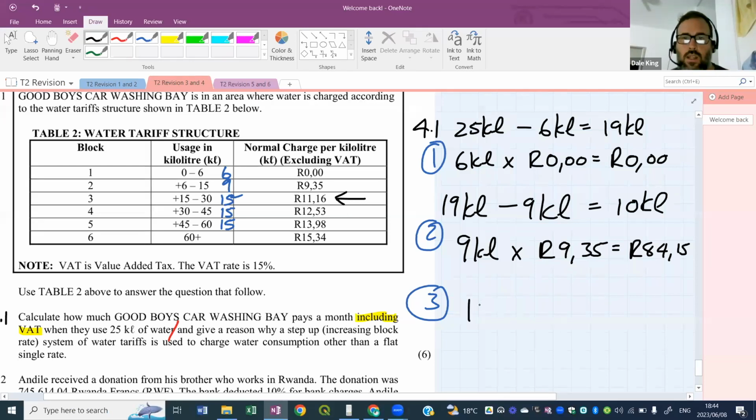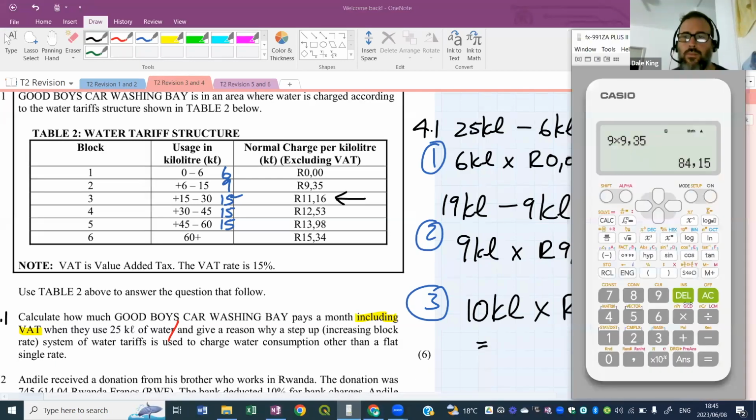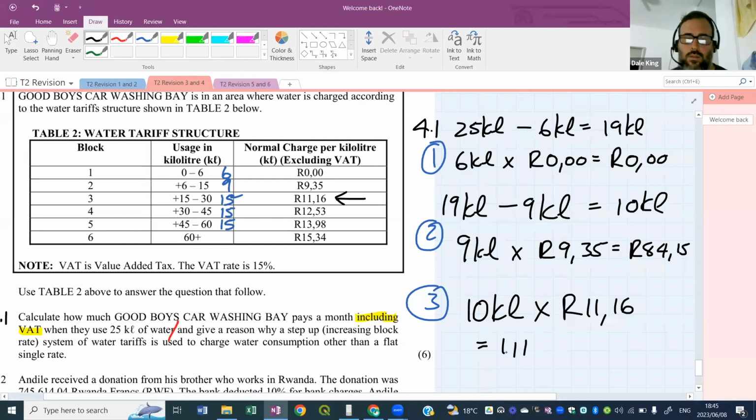So for my last 10 kiloliters, I don't have to minus water now. I'll just say this is my last 10 kiloliters. All of this water must get charged at the block 3 rate. So it's 10 times 11 Rand 16, and that gives us 111. Of course it does. You didn't need a calculator for that, but it's fine. The calculator must work for us. All right, so there we go.